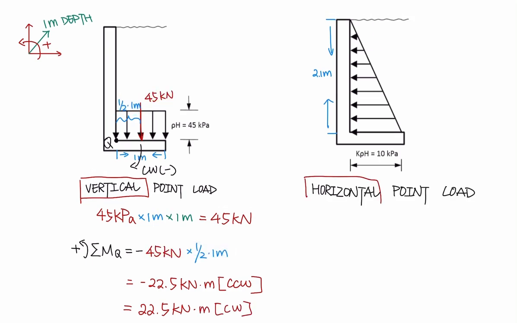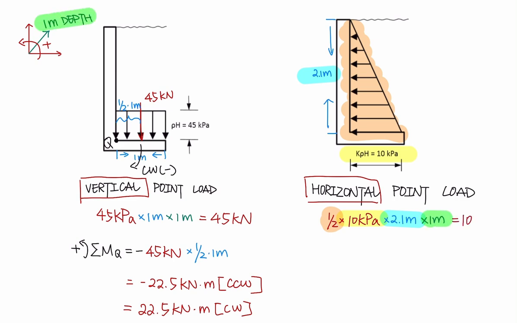Next, we're going to look at the horizontal component. The horizontal point load will be 10 kilopascal times 1/2, since this is a triangular load, times the length, 2.1 meters, and the into page length, 1 meter. We will get 10.5 kilonewtons.